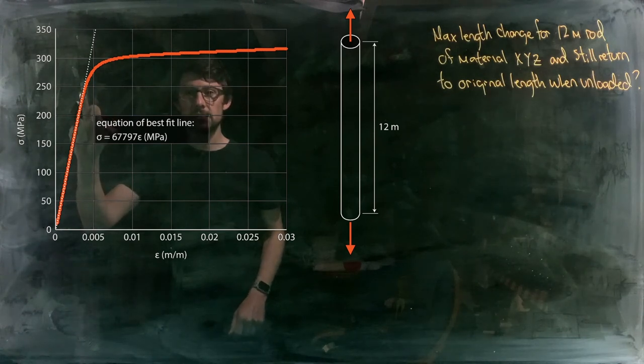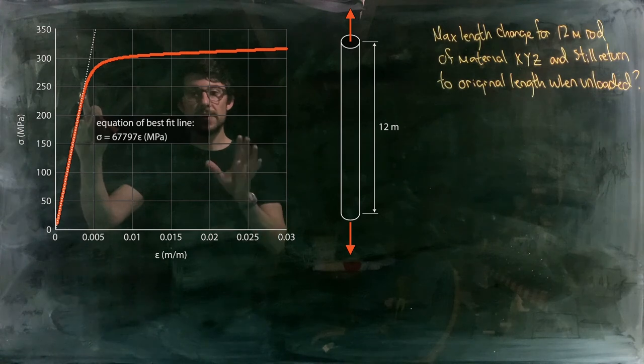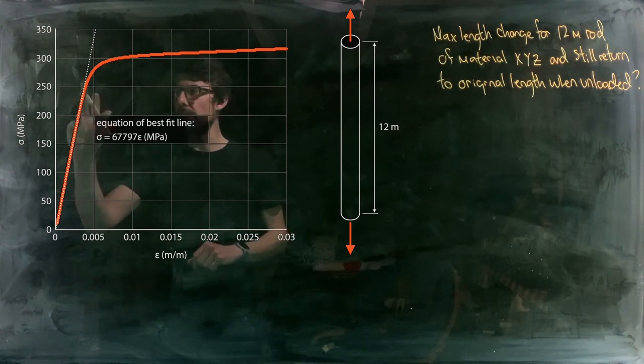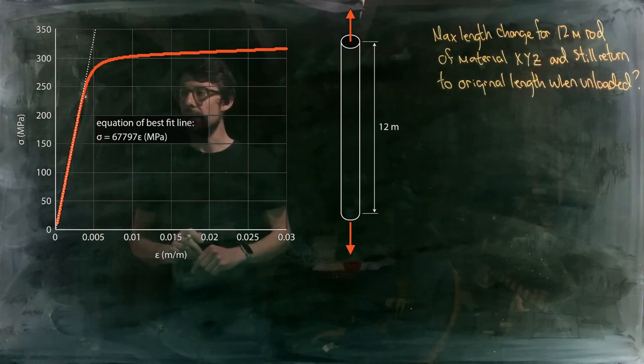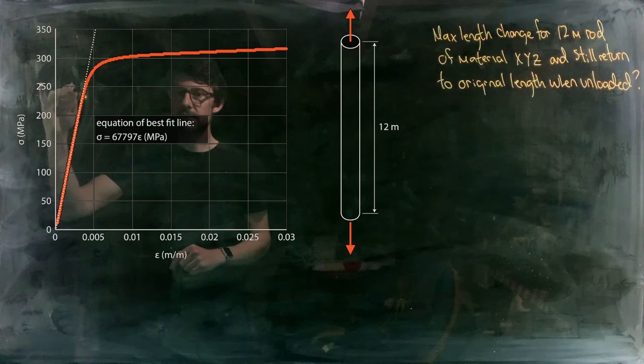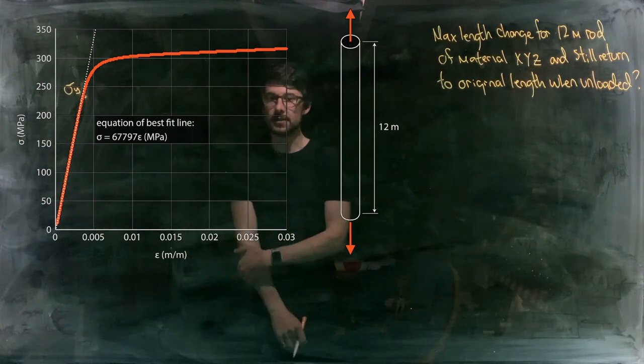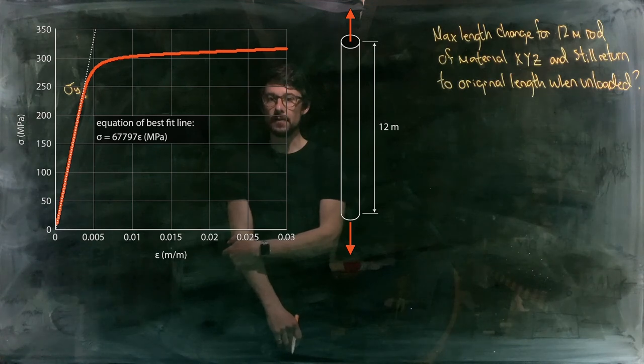It looks to me like, based on that best fit dotted line, that it starts to deviate from the curve around this 225 megapascal point, sort of right there. Okay, so this is going to be our yield point, sigma y, right there.